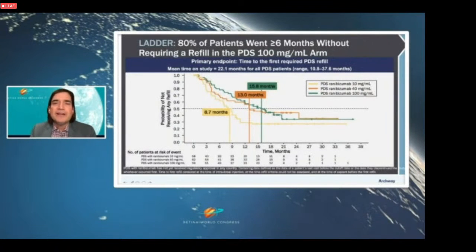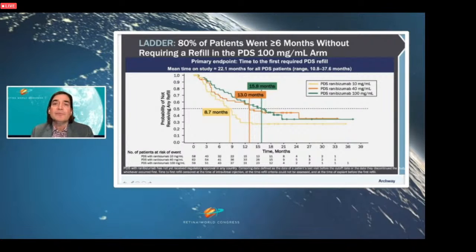The latter was a phase 2 clinical trial that looked at the port delivery system at various dosages and compared it with monthly intravitreal ranibizumab injections. They found similar outcomes in visual acuity and anatomical outcomes compared to monthly intravitreal injections in the high dose group. But the primary outcome of this study was the time to first refill, and 80% of the patients in the high dose PDS arm could go 6 months or more without needing a refill.